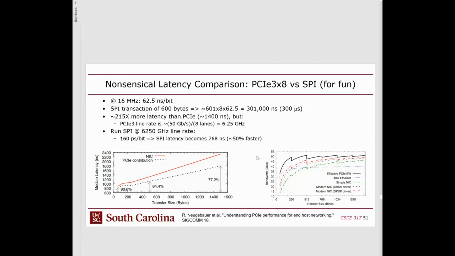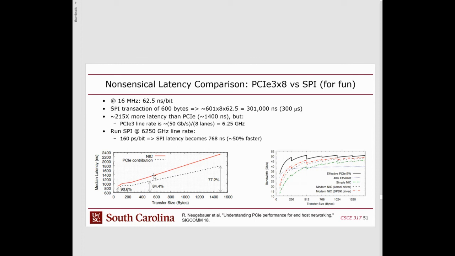So I looked up a paper that was published recently where they were looking at latency of PCI Express. If you look at this plot on the left, which I got from the paper, I just chose 600 bytes as a random sample point. It takes about 1400 nanoseconds to transfer 600 bytes with PCI Express. This is PCI Express Gen 3. So you're basically at 1400 nanoseconds with PCI versus 300 microseconds with SPI. So PCI Express is actually lower latency by two orders of magnitude, about 215 times lower latency.